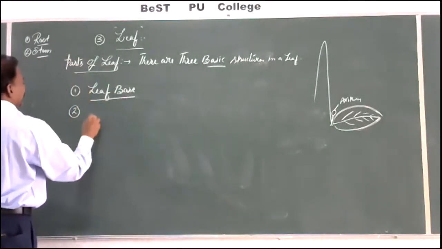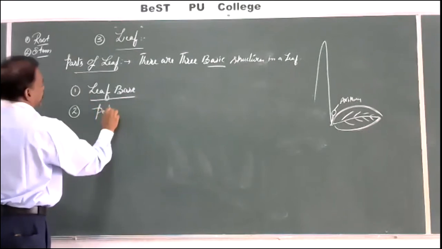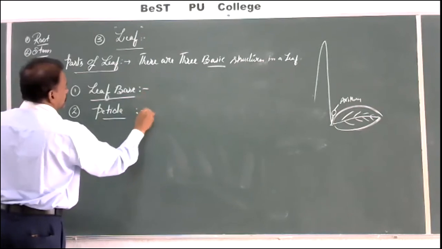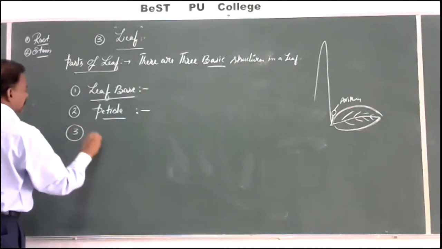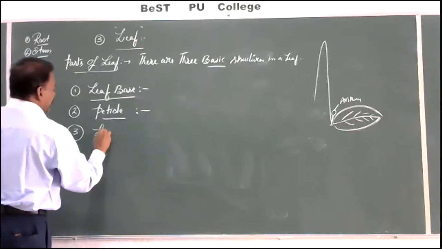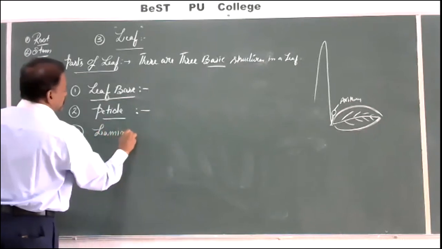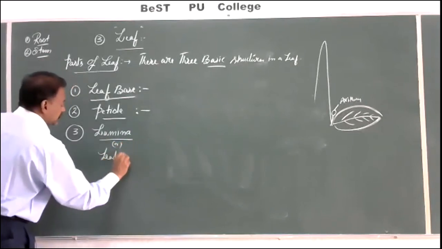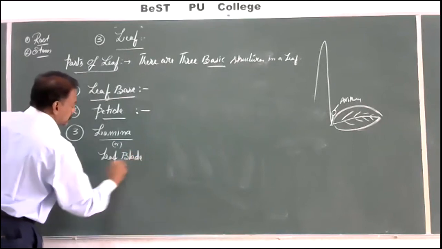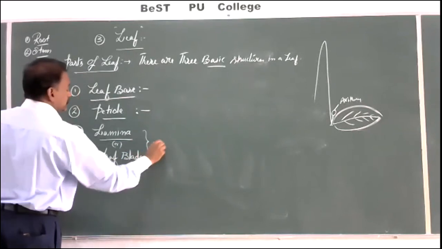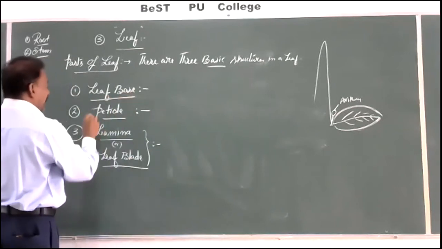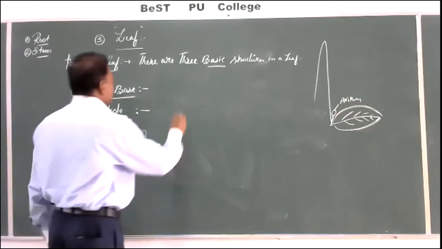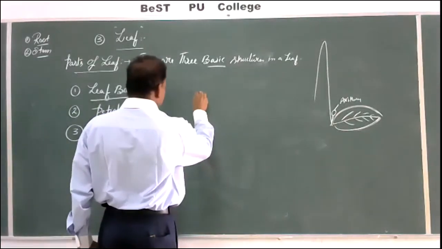Second one, petiole. Lamina or leaf blade. Leaf base, leaf petiole, leaf lamina. These are the three main parts. What are these three main parts? Let us see.